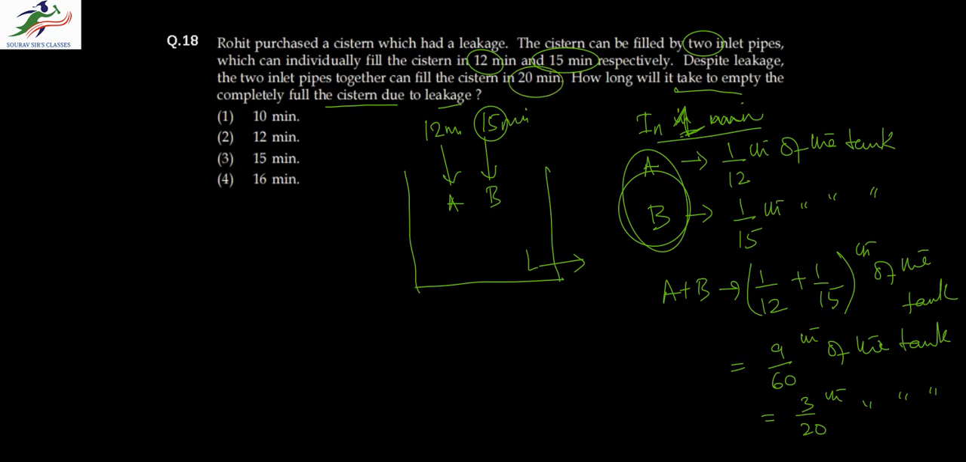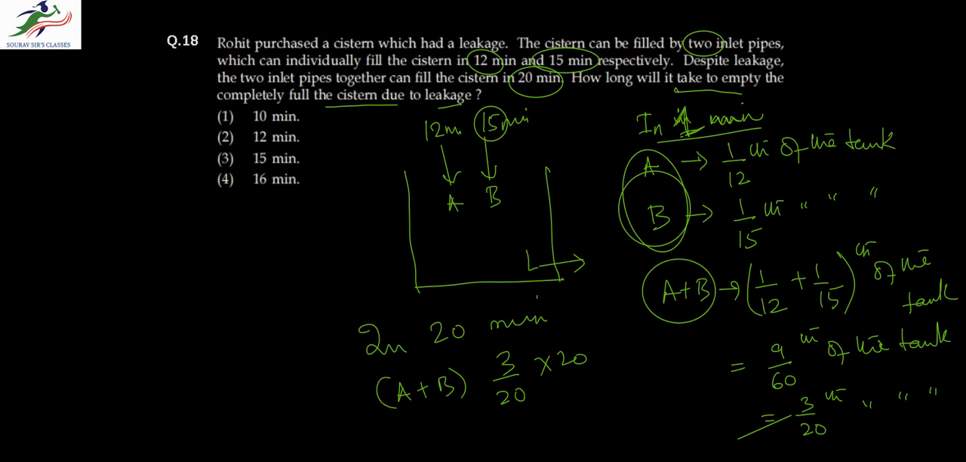Now in 20 minutes, A plus B will actually fill 3/20 into 20 minutes. In 1 minute they fill 3/20th part. So in 20 minutes, A plus B will fill 3/20 into 20, which is 3 times the volume of the tank.